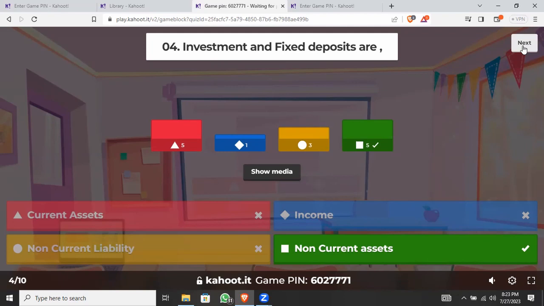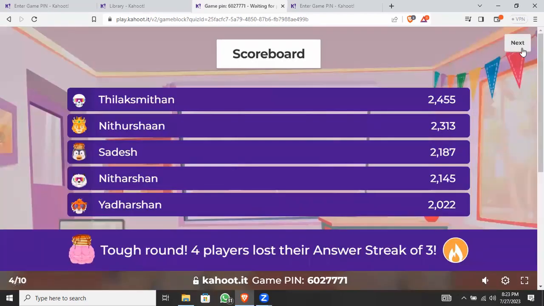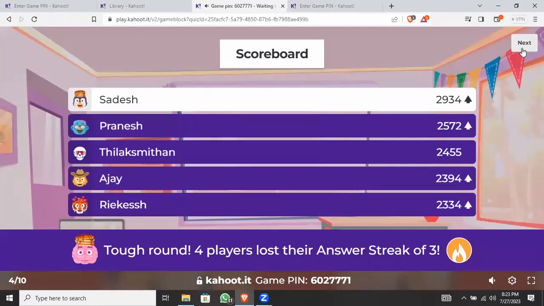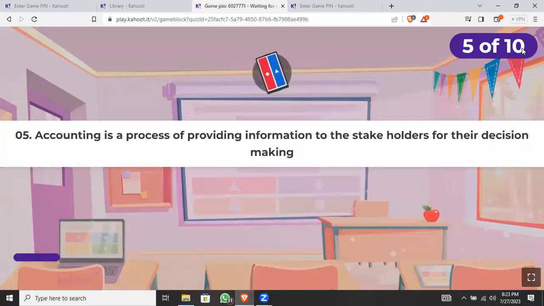So let's move to the scoreboard. After that, we can move to question number 5. Again, Sadesh got the first place, Pranesh second. So let's move to question number 5.